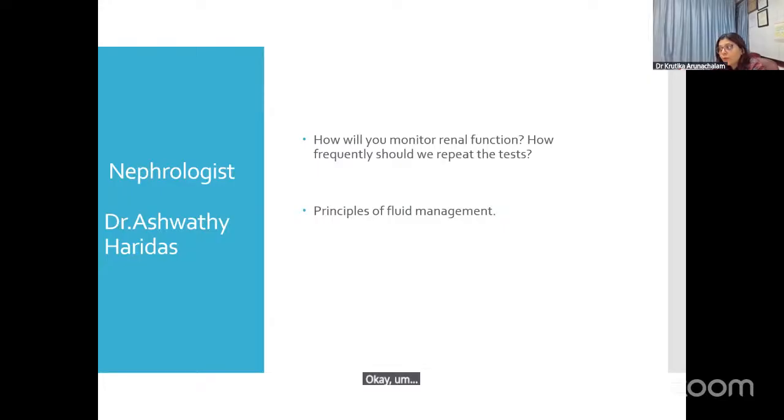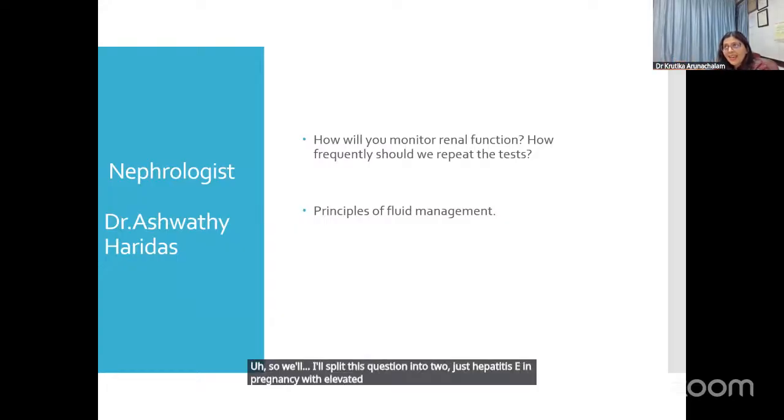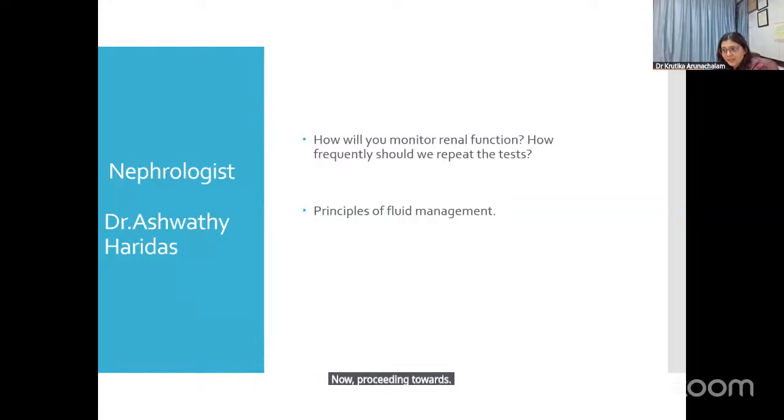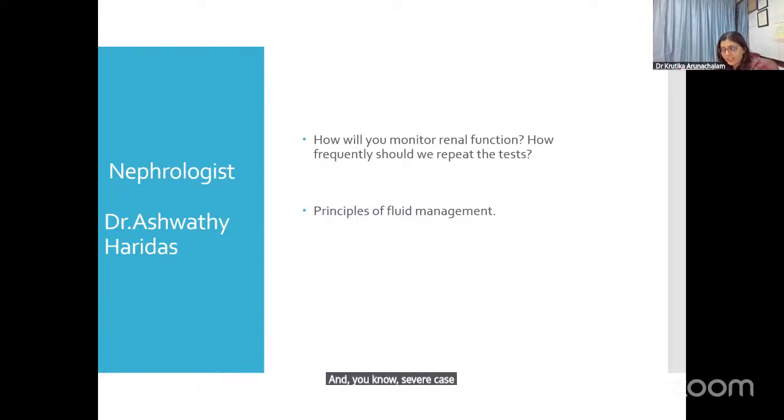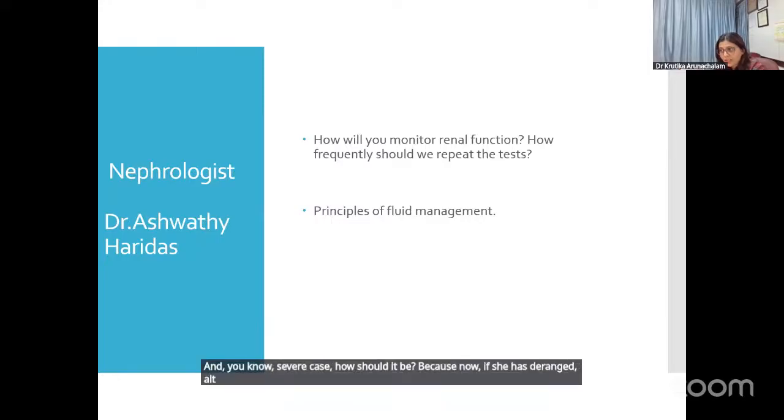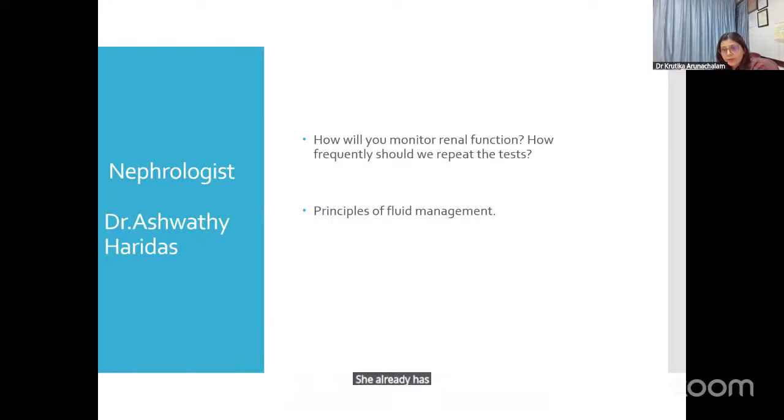How should the fluid management be in this patient? So I'll split this question into two. Just hepatitis E in pregnancy with elevated PT, and hepatitis E now proceeding towards fulminant hepatic failure. So before the failure, if the patient just has elevated levels, what should the fluid management be here? And in a severe case, how should it be? Because now if she has deranged, altered sensorium, she already has edema. So how should we manage the fluid here?